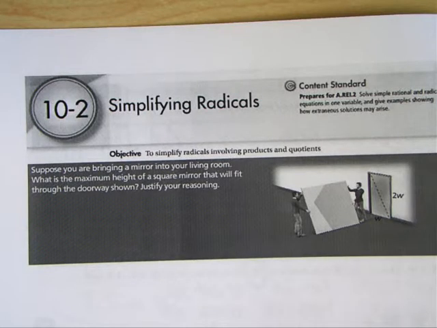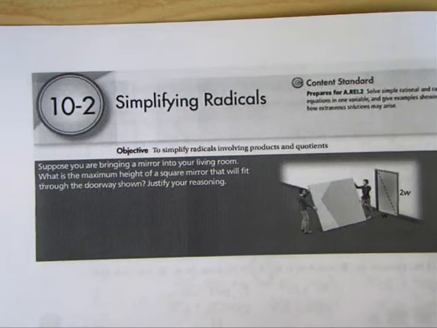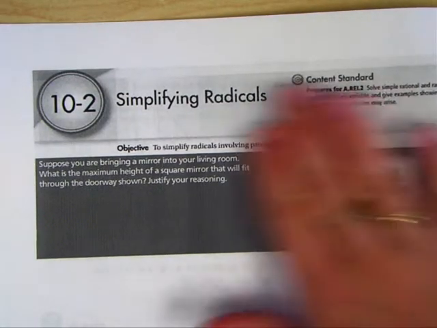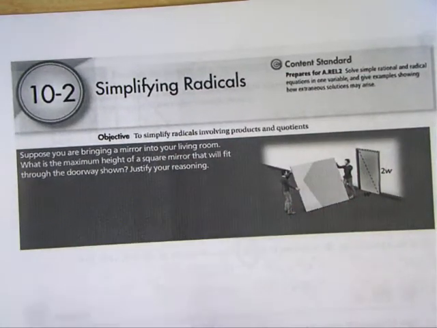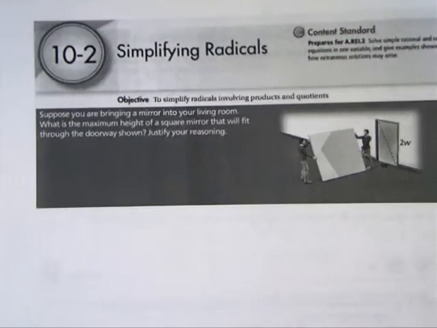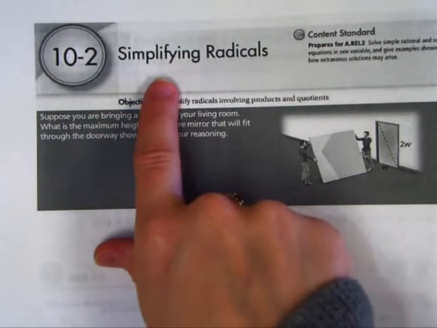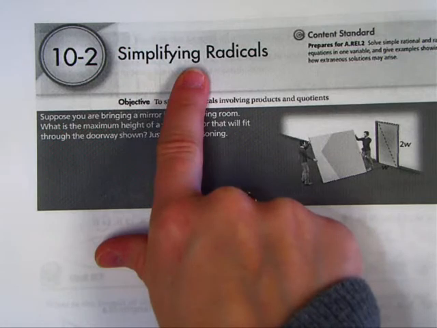All right, we're going to move on to section 10.2. I know we split it up from 10.1. The reason I want to split it up from 10.1 is because it's going to take us a lot of time to talk about this. Maybe we'll do this when you come into school, kind of a little application problem. Let's move on. Look at the title, Simplifying Radicals.